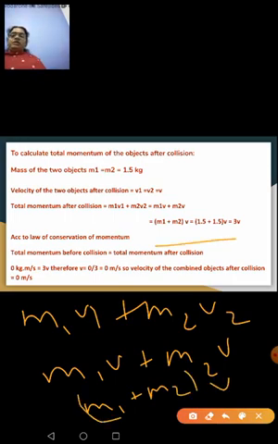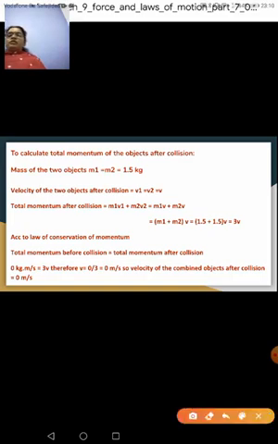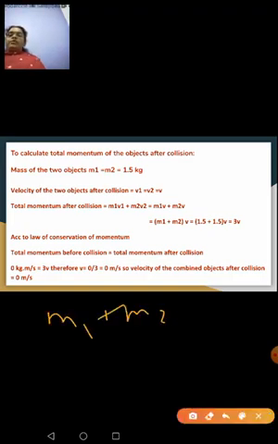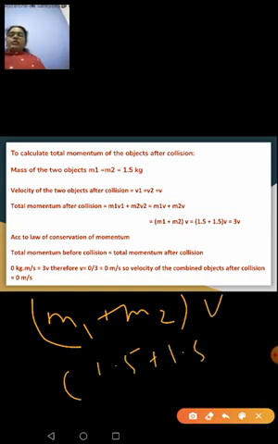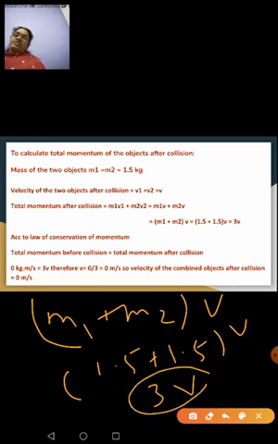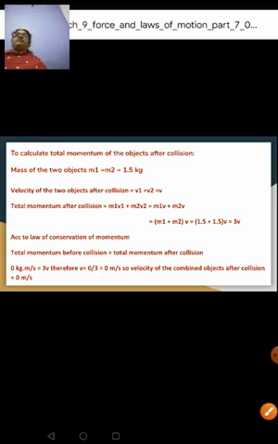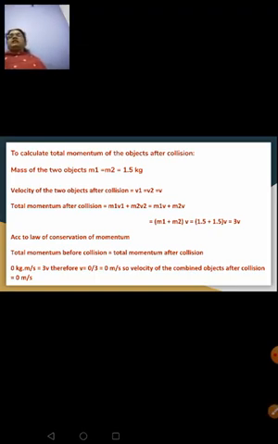Here I've shown. Now substitute the values. m1 plus m2 into v. So your m1 is 1.5 plus 1.5, and v we don't know. So which is equal to 3v. 1.5 plus 1.5 is 3. So your total momentum after collision is 3v. Now let's get back. We have to calculate the value of v, the velocity shown by the combined object after collision, when they collide with each other.